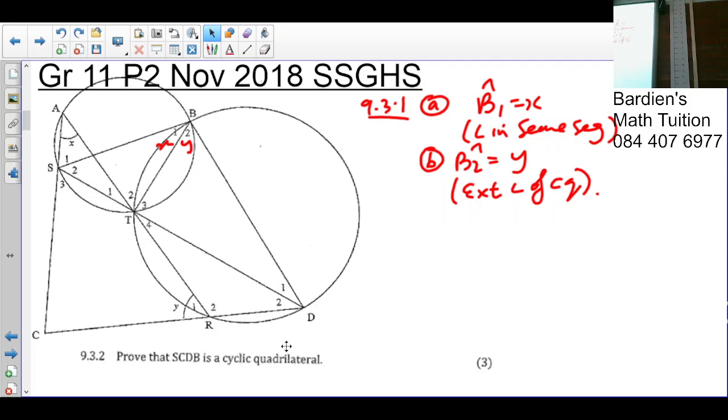Either opposite angles are supplementary. So if I can prove that C is 180 minus x plus y, then I've done the job. Or you can prove that S1, the exterior angle, is equal to the interior opposite angle, so S1 is equal to the sum of D1 and D2. Or the bow tie. There's no bow tie here. The second diagonal is not evident, so the bow tie won't be able to apply.